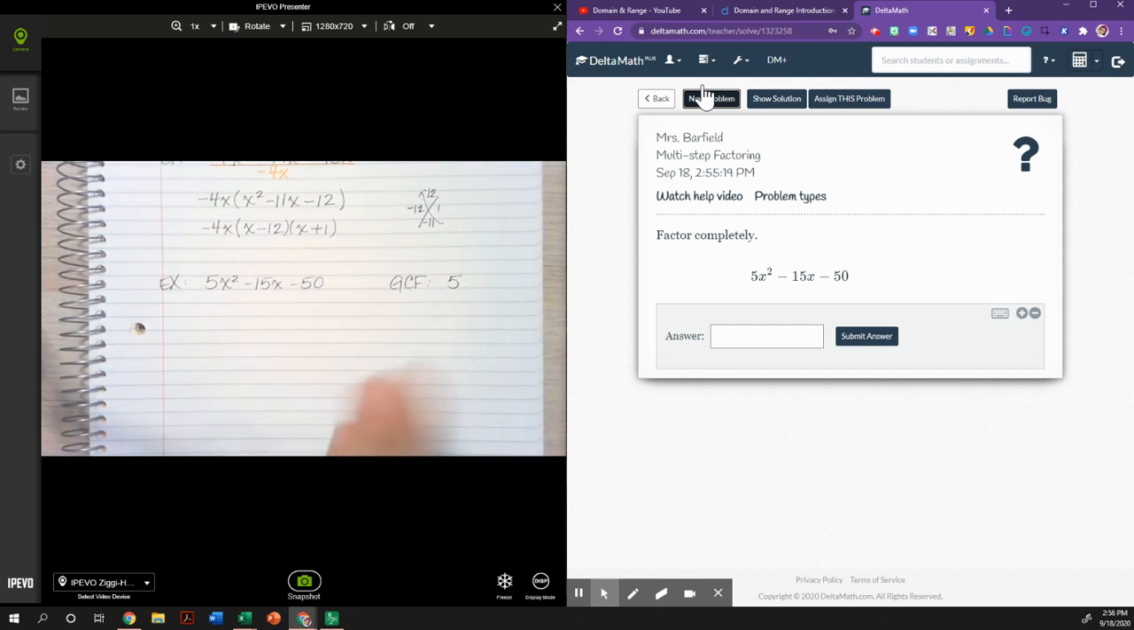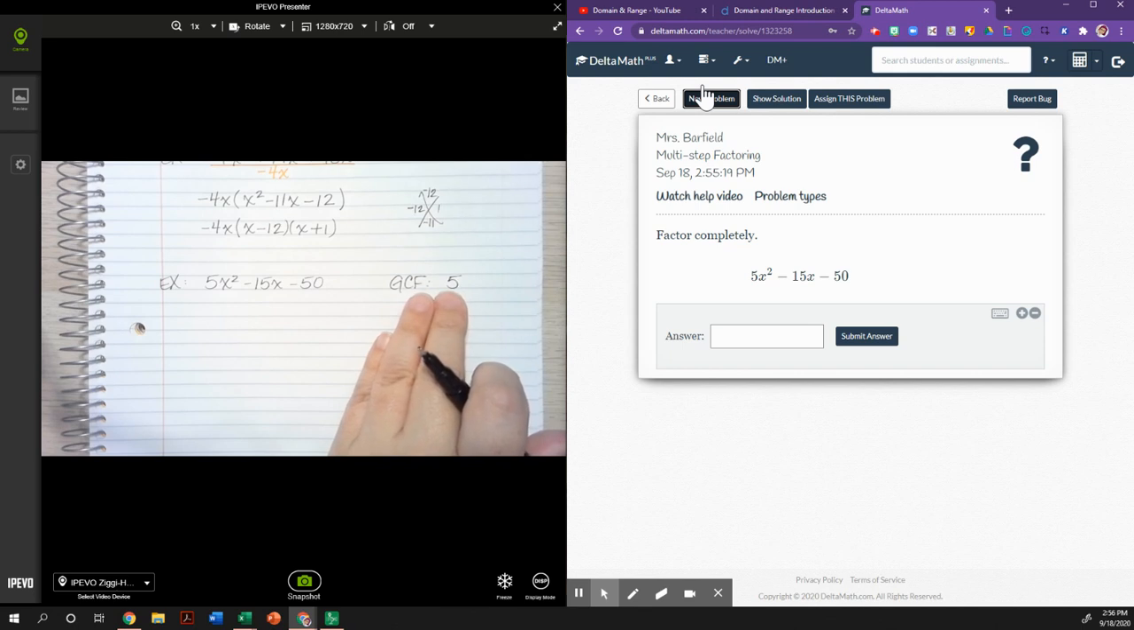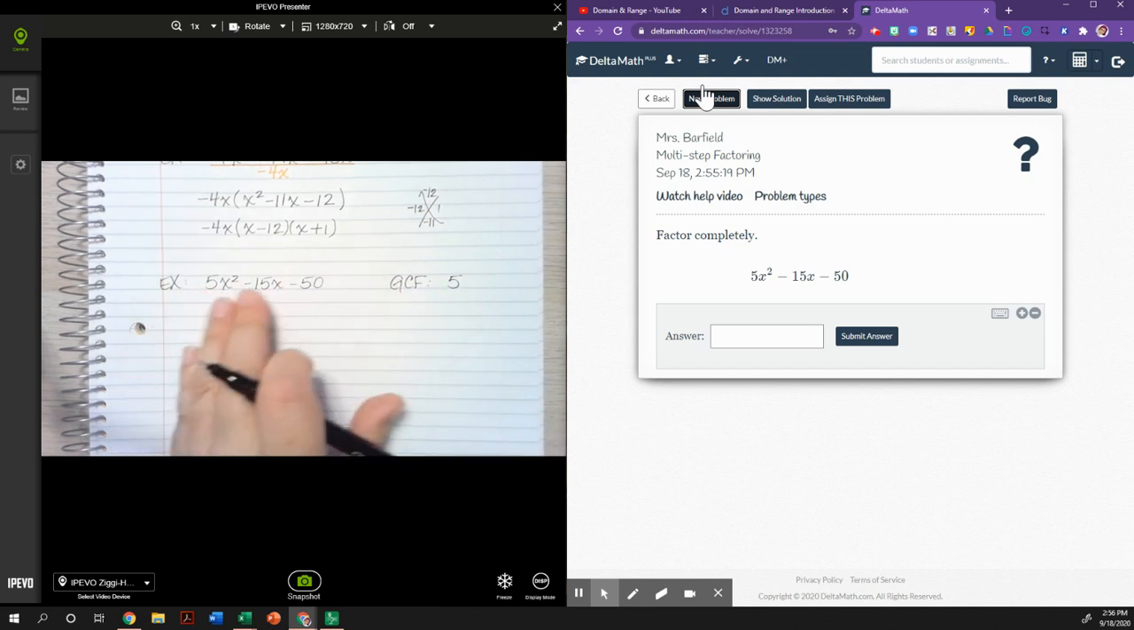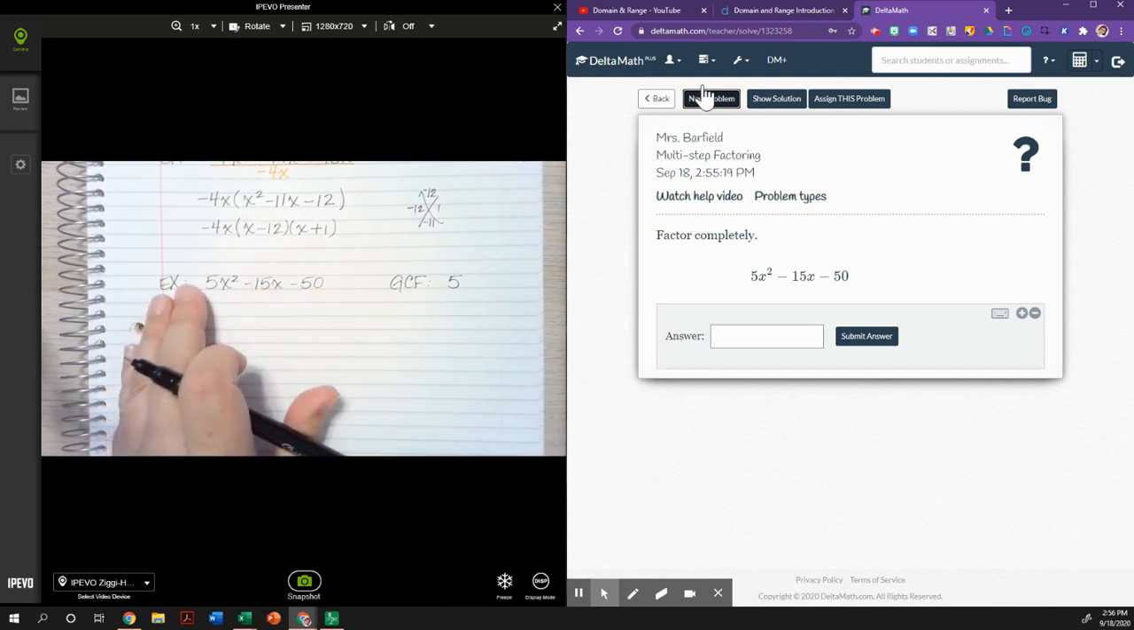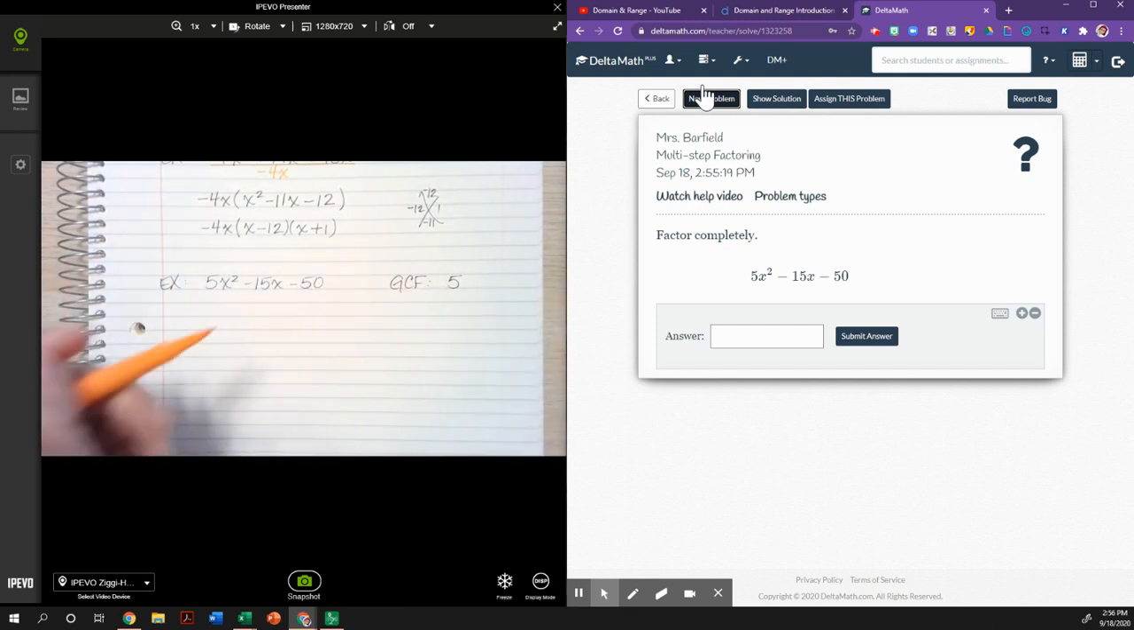Now, why didn't I use negative 5? Because here, that's starting with a positive number, so my GCF will also be a positive number. It's all about the first term, not the ones over here. Whatever's first. All right, so I'm going to divide everything by 5.